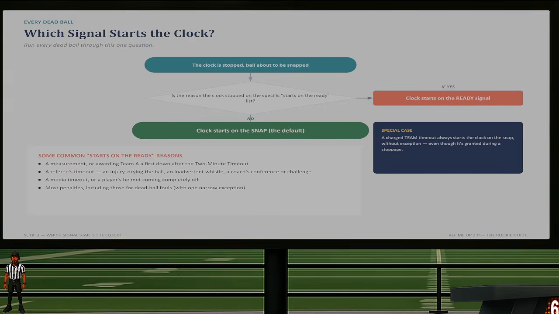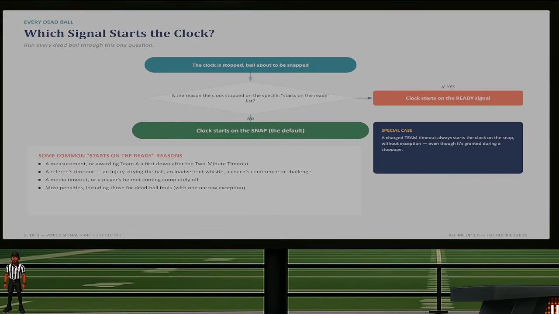Now let's run every dead ball through one question. Here's the flow. We start with the clock stopped and the ball about to be snapped. The question: is the reason the clock stopped on a specific starts-on-the-ready list? If yes, the clock starts on the ready signal. If no, the clock starts on a snap, the default. Here's a special case worth knowing. A charged team timeout always starts the clock on the snap without exception, even though it's granted during a stoppage.